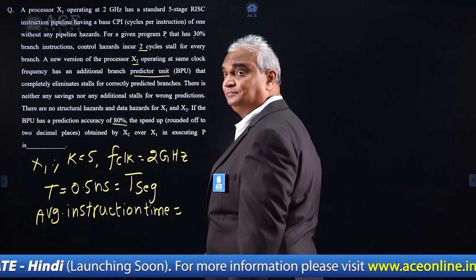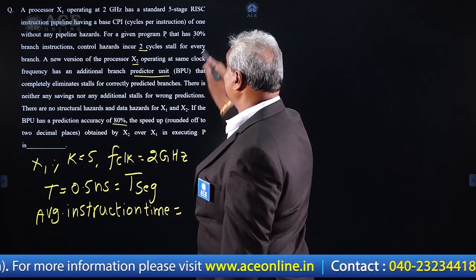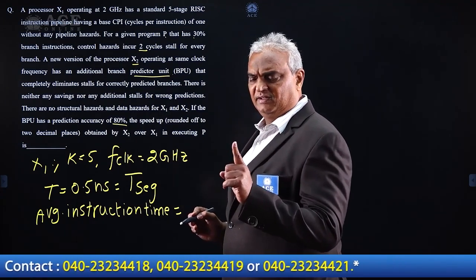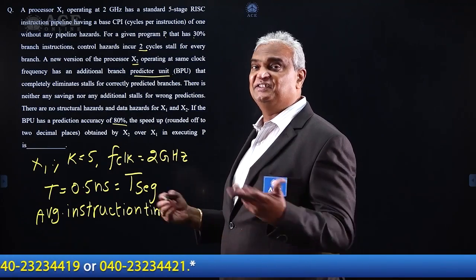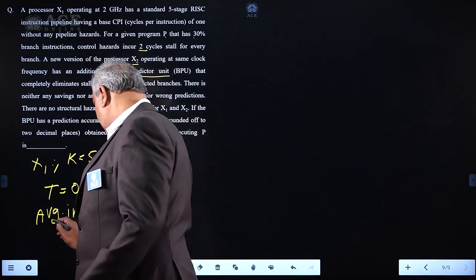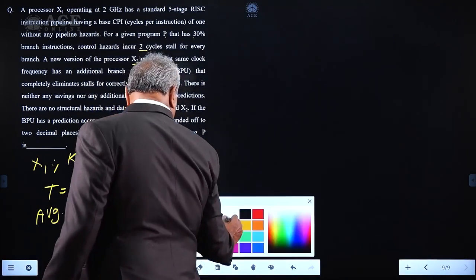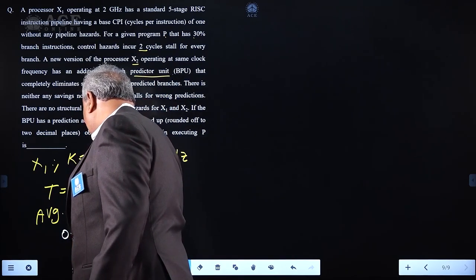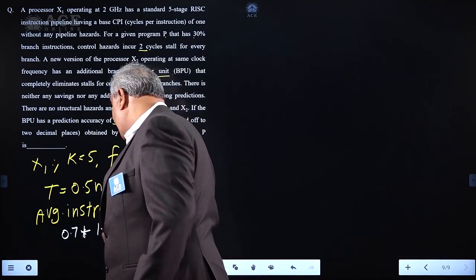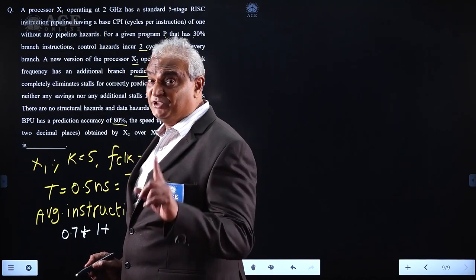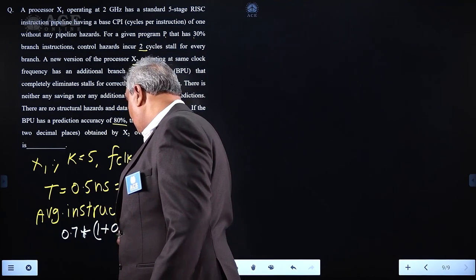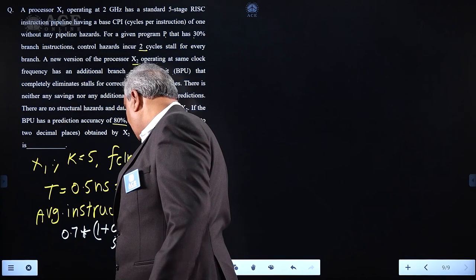The number of branch instructions is equal to 30%, which means the remaining 70% are non-branch instructions. For non-branch instructions, we don't consider a hazard, because he mentioned the same thing clearly. That's why, while finding the average instruction time, 0.7 is nothing but the number of non-branch instructions. For these 0.7, 1 clock cycle is compulsory. For executing any instruction, 1 clock cycle is compulsory. At the same time, 0 means no stalls.